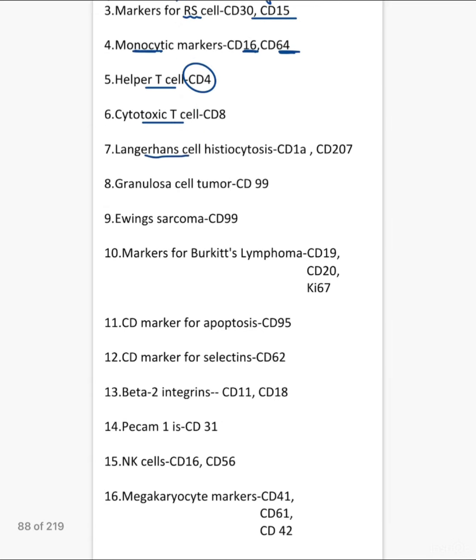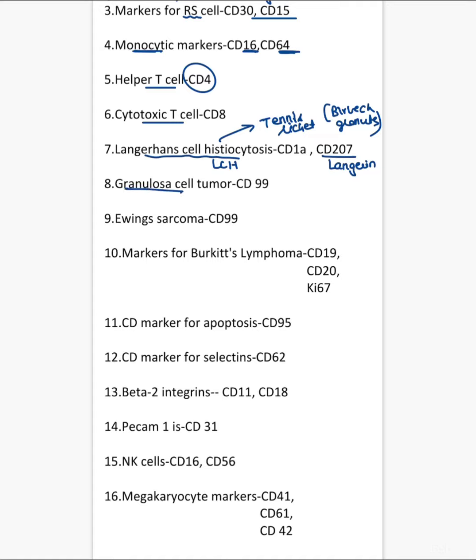Then Langerhans cell histiocytosis, LCH, you might have already heard, guys. That is your CD1a, CD207. This is also known as Langerhans, which shows the presence of a tennis racket, if you can recall, guys. And on electron microscopy, Birbeck granules are seen. Again a PYQ that can be repeated in your exam.